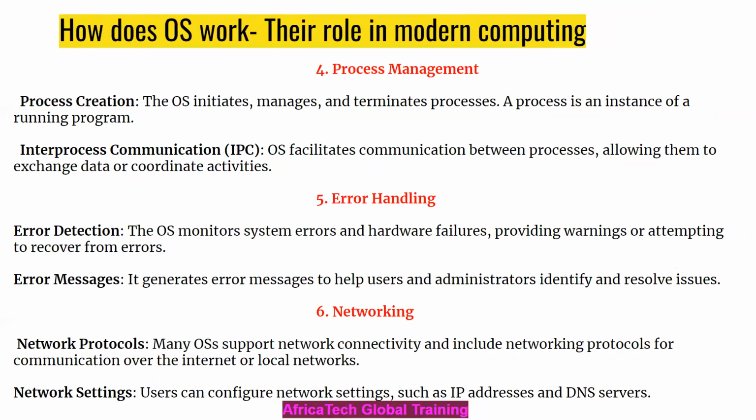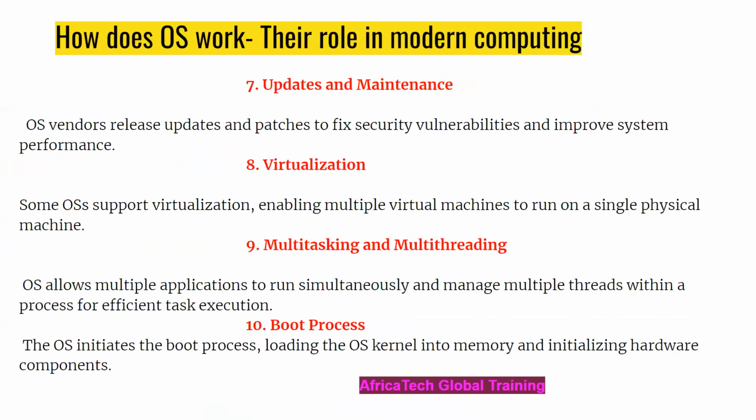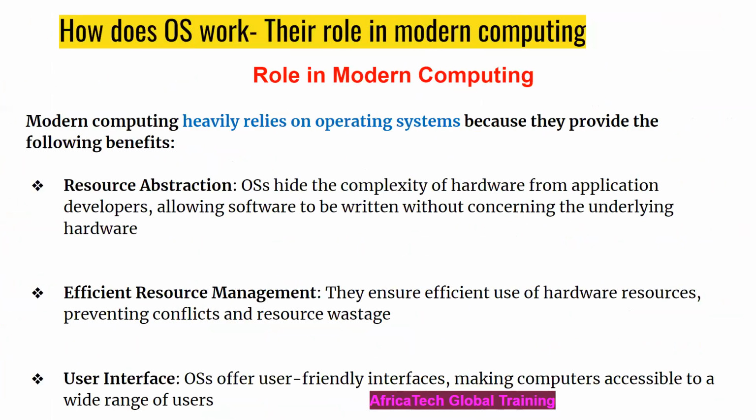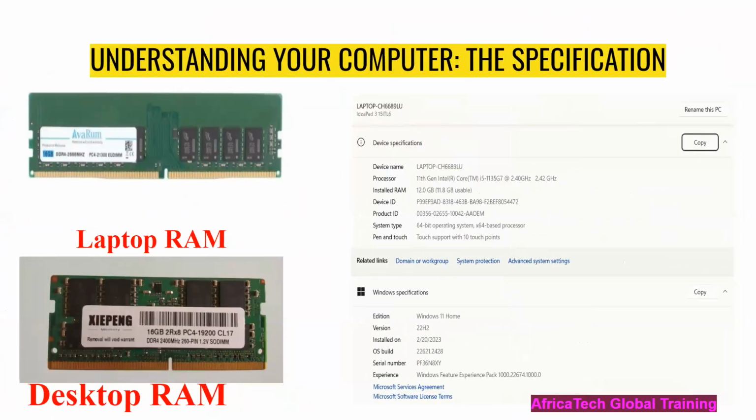We study how a process plays a role in process management, error handling, and networking. So the OS is actually everything that you need for the computer to function. It's very important. It does a lot of stuff. So this is the specification. We saw an example, a difference between the RAM of a laptop and the desktop RAM.